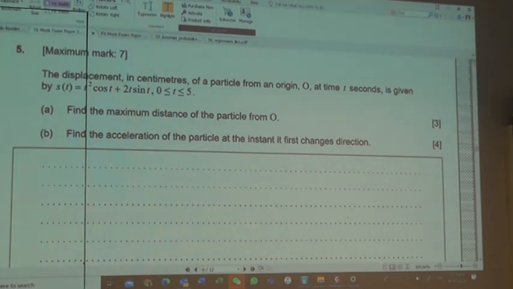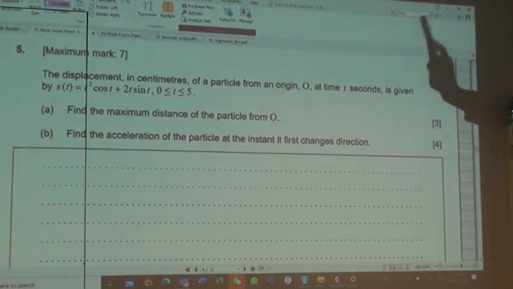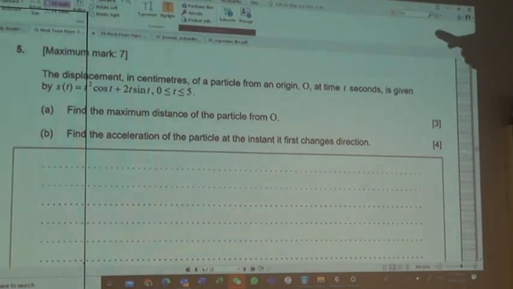All right, let's focus on this quickly. The displacements. That's fine. The displacement, we have to wait another 5 minutes. The displacement in centimeters of a particle from the origin is given by this. Find the maximum distance.